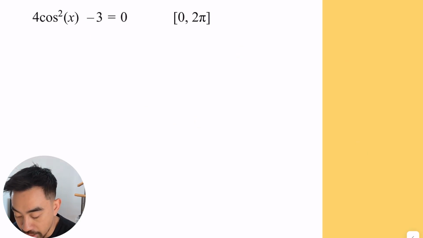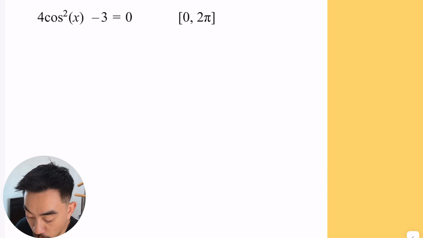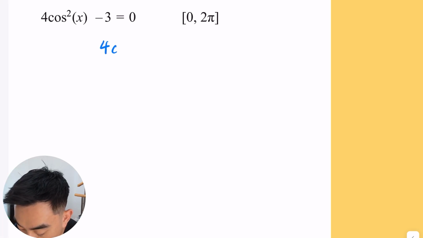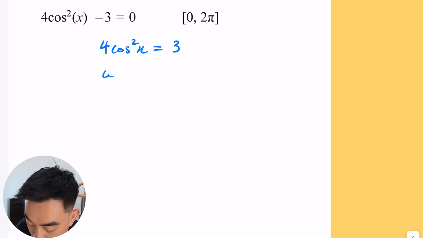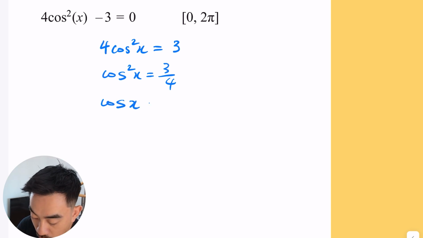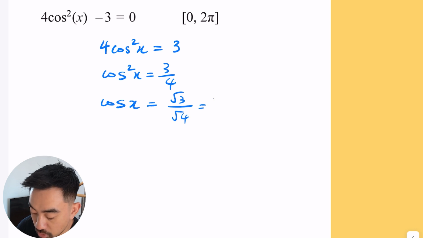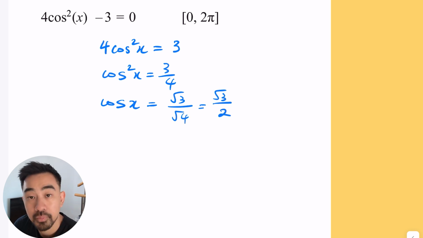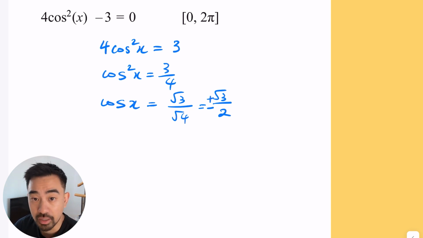All right, so here's the tricky one. 4 cos squared x minus 3 equals 0. Now what you want to do is just solve it like a normal equation where you can. So move the 3 over. So 4 cos squared x is equal to 3. Divide both sides by 4. Cos squared x is equal to 3/4. Now you want to get rid of the squared. So square root both sides, and it will just be cos x equals square root of 3 over square root of 4. So that's just going to be square root of 3 over 2. Okay? But because we square rooted it, you're going to have a plus and a minus. So both positive and negative.